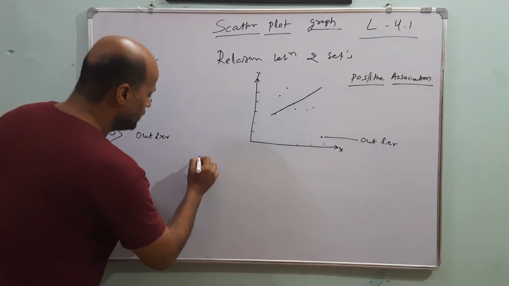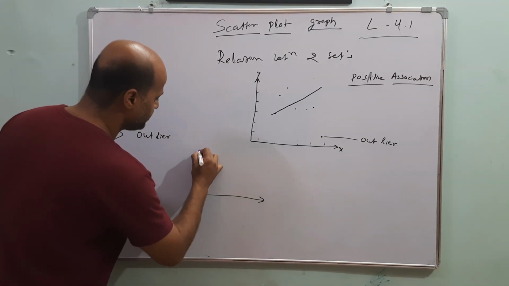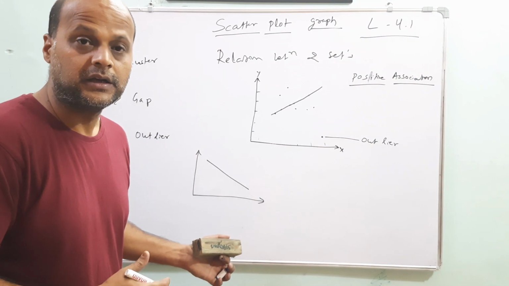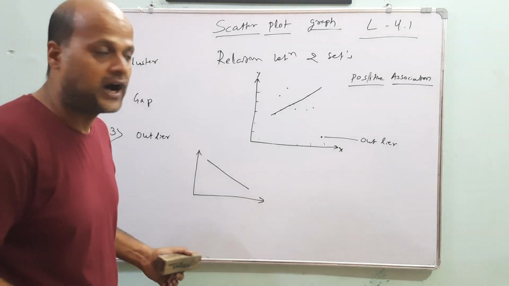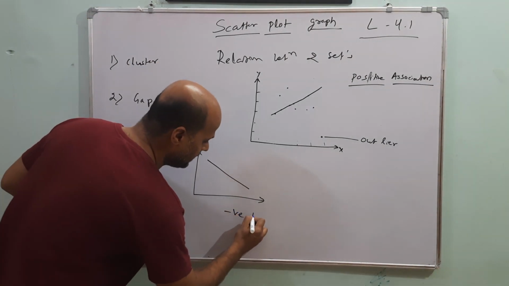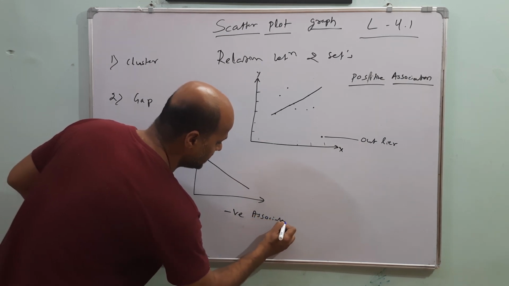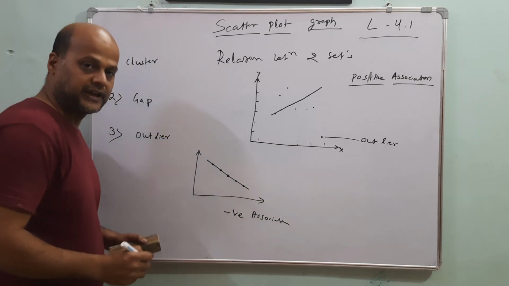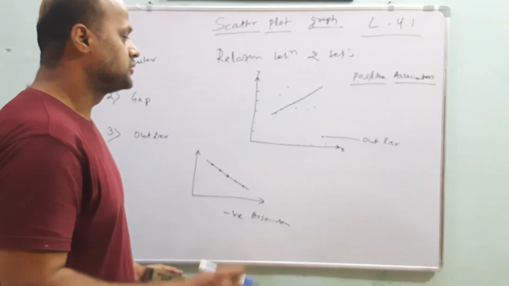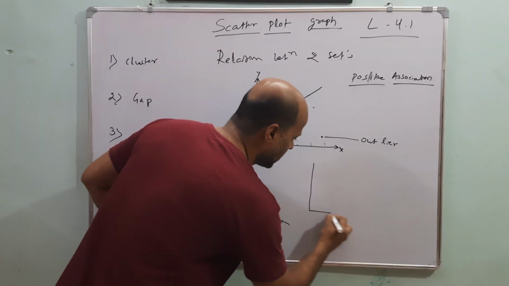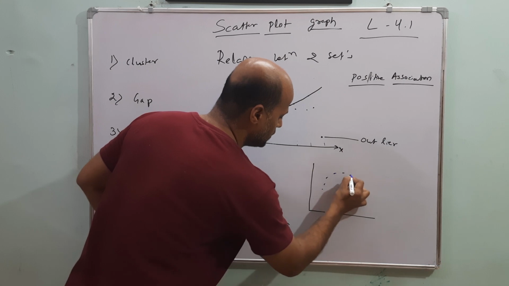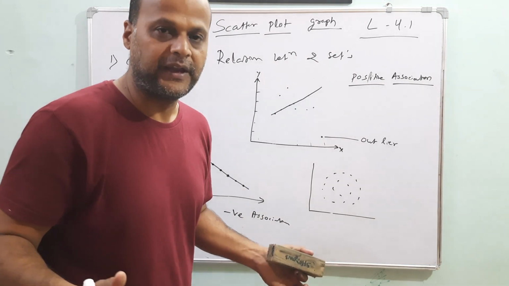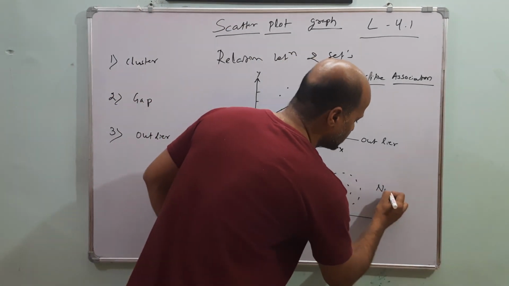If your slope is coming down, in decreasing order, then this graph is called negative association. It means the points are coming like this, forming a decreasing order. Suppose the graph is showing no slopes, then it is called a no association graph.